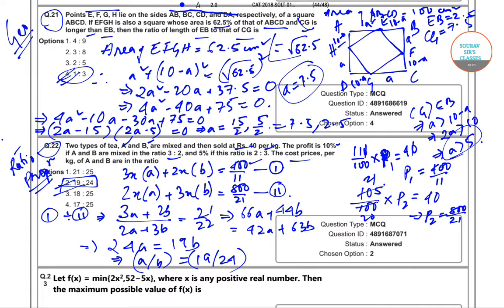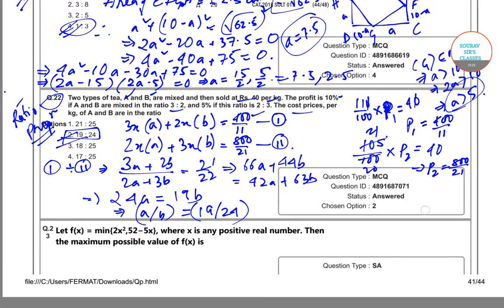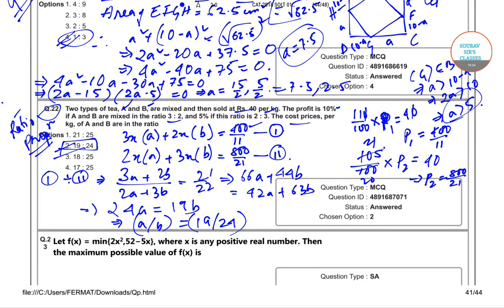Now let's move to the next question, which is question number 23. As you can see from the structure over here, this question is based on functions, and it is based on the minimum format. Now, f of x is equal to the minimum of 2x square and 52 minus 5x. We have to find out the maximum possible value of f of x.